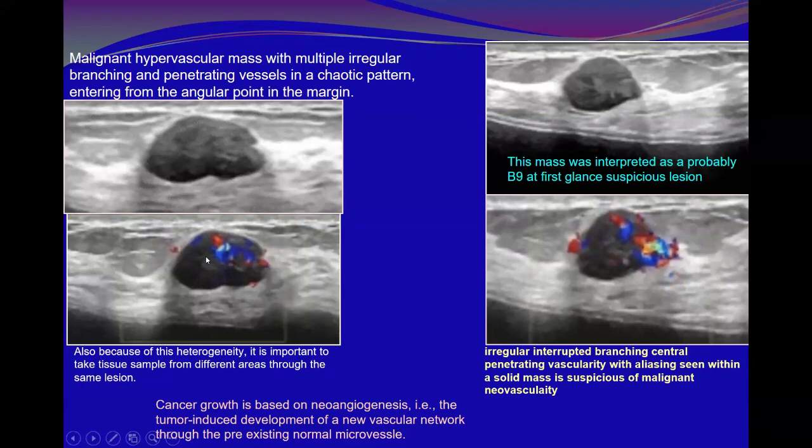And even the vessel here within looks large, very large vascularity compared with the size of the lesion itself. Irregular, uninterrupted, and penetrating, not curving, not marginal, penetrating, coming perpendicular, entering the mass itself. So I raised the level of suspicion, and it was proven to be an invasive cancer. So I considered the new vascularity. And as you know, cancer growth is based on new angiogenesis. The tumor induces development of a new vascular network through the pre-existing normal microvessels.